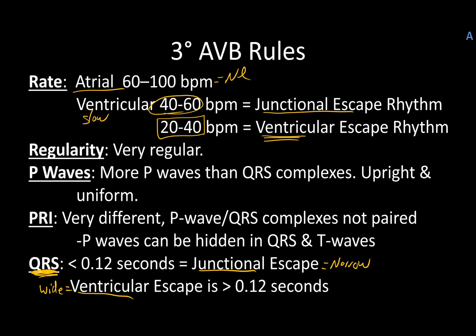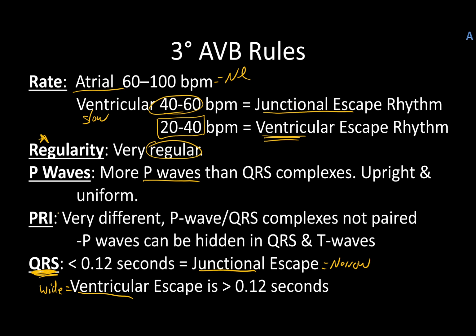Yes, ventricular escape is worse than junctional, because junctional should at least be able to perfuse for a while, whereas ventricular escape truly is that last-ditch effort by the body to keep alive. Back up to regularity. Both of these, whether it's junctional or ventricular escapes, very, very regular. P waves, you should definitely have more P waves than QRSs. They'll be upright and uniform.